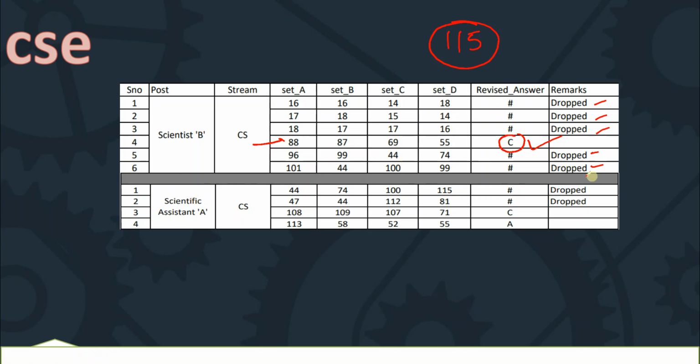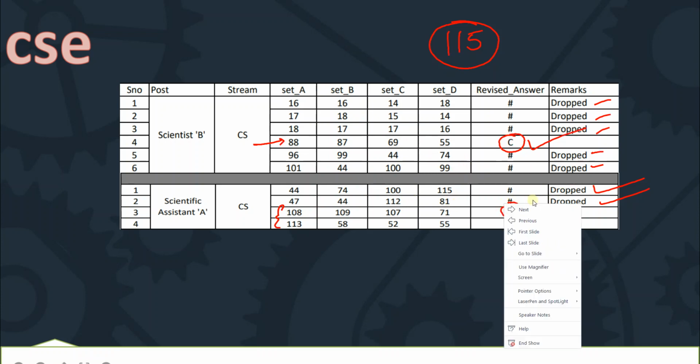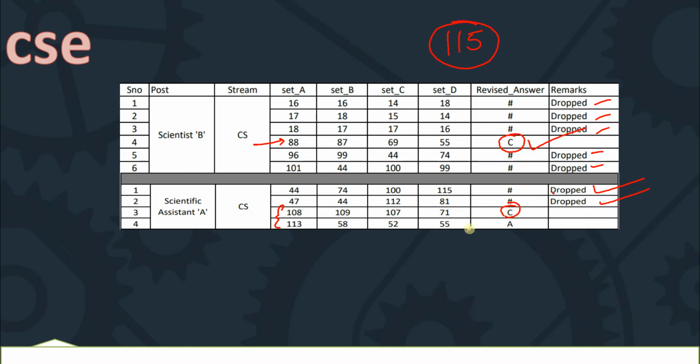Now for STA, only 2 questions are dropped and 2 questions changed. So here there are chances of a little cutoff variation because there are 2 changes, okay? The first question, which is 108 in set A, 109 in B, 107 in C and 71 in D, has its answer changed to C. And the next one is this, okay? The correct answer is A.